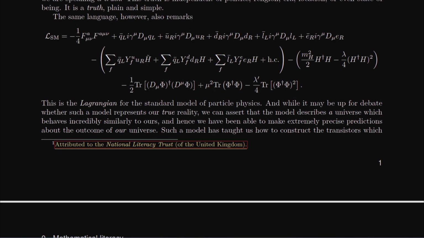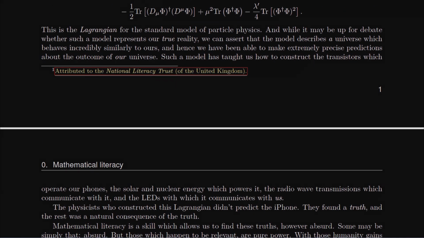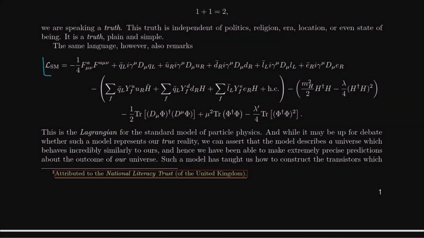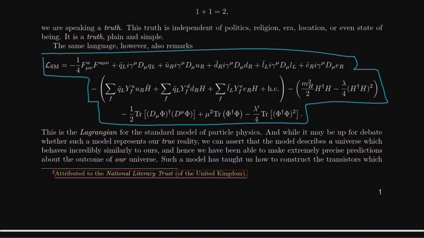And so in some ways, this Lagrangian of the standard model is what allows us to construct transistors, which operate our phones, the solar and nuclear energy, which powers it, the radio wave transmissions, which communicate with it, and even the LEDs on which it communicates with us. All out of some mathematical statement that maybe felt like it got pulled out of thin air, but because it was the truth, we knew it had to tell us something that could never be false.